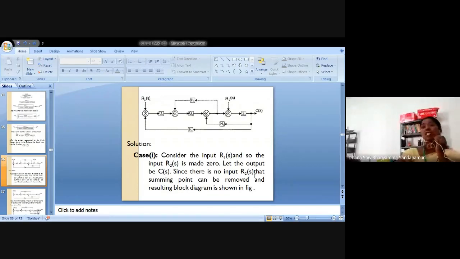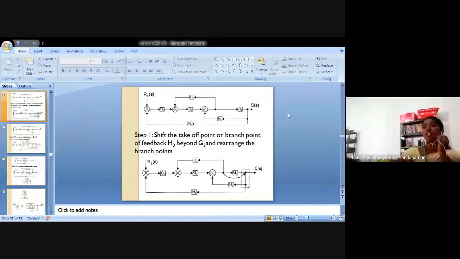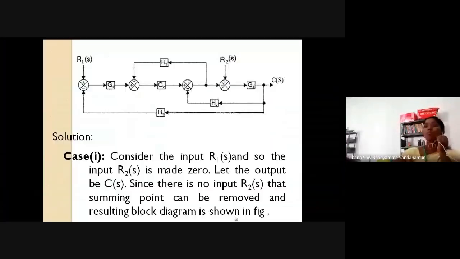Since there is no input R2 of S, that summing point can be removed and the resulting block diagram is as shown. See, you will get this. I have removed this completely, Amma.